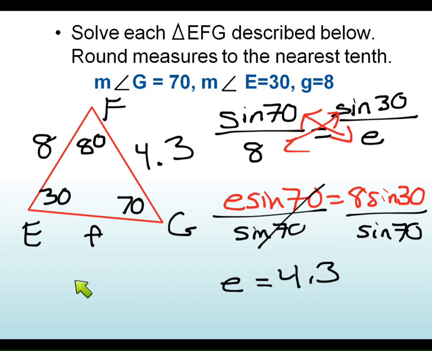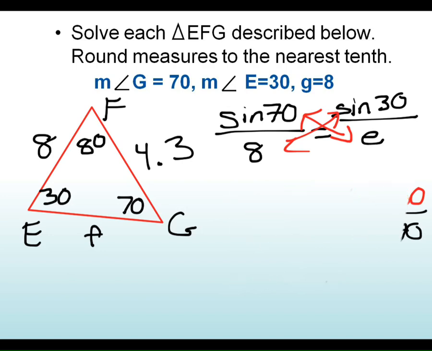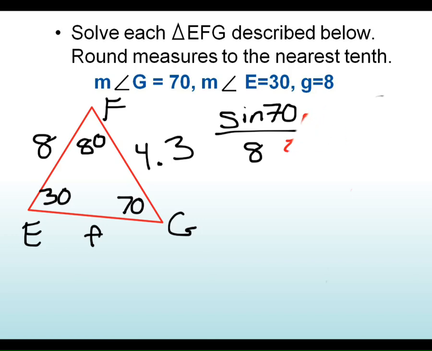So now I want to find lowercase f, and I can do that the exact same way. I'm going to go ahead and erase this work. Everybody got that? I'm going to find lowercase f the exact same way, and I'm still going to use sine of 70 over 8. I could use this, but my answer is going to be a little off because this is a rounded answer. So I'm going to go ahead and still use g. Sine of 70 over 8 equals sine of 80 over f.